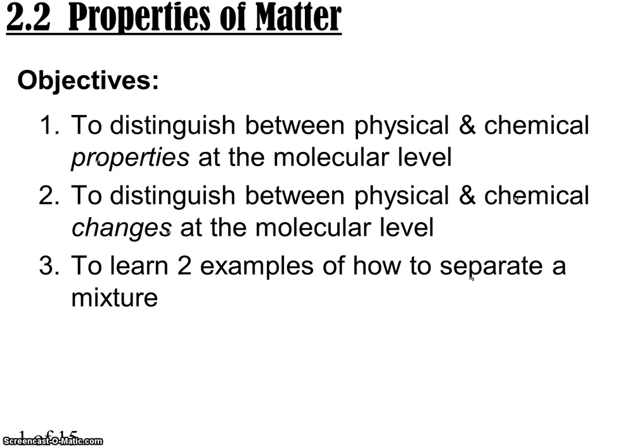In this lecture, we're going to be talking about the physical and chemical properties of matter and how that is attributed to substances at the molecular and atomic level. We're going to talk about how a physical and chemical property are different from each other, and how physical and chemical changes are different from each other. And we're going to look at two examples of how you can separate a mixture based on the properties of the molecules in it.